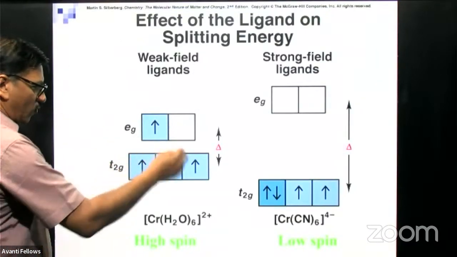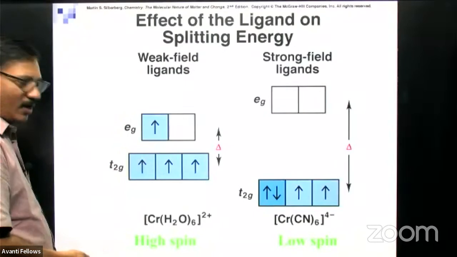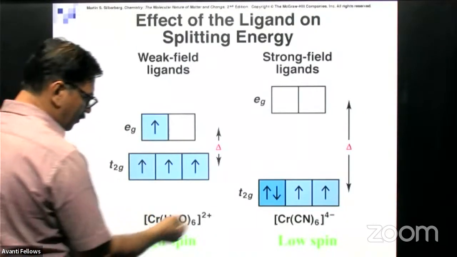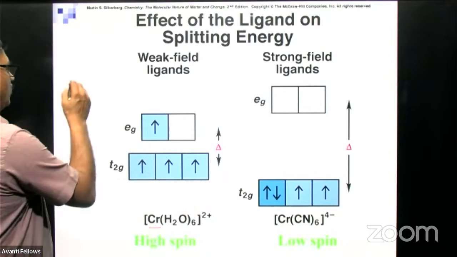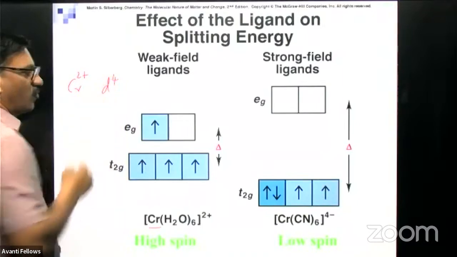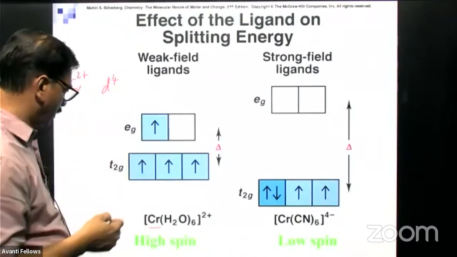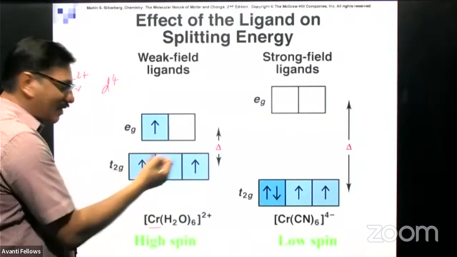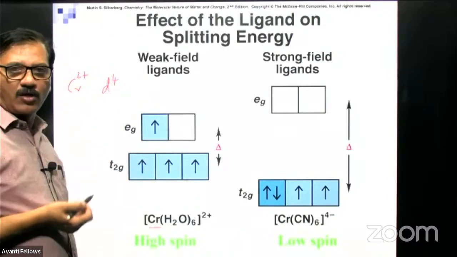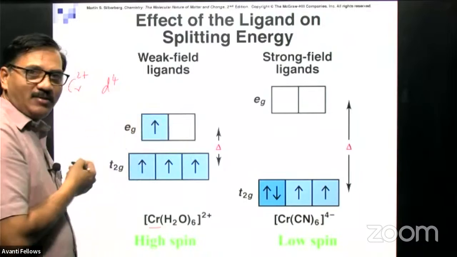Suppose there are 4 electrons. That means chromium 2+ has 4 electrons. Chromium 2+ has a d4 configuration, 4 electrons in the d orbitals. So in the t2g set there will be 3 electrons, and in eg there will be 1 electron. Why is this the distribution?